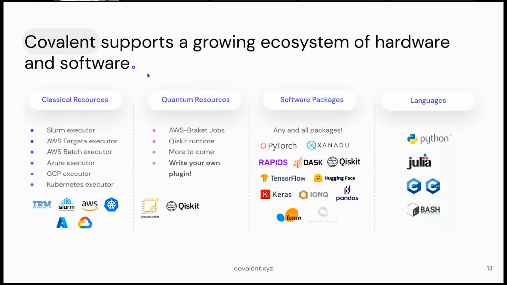I'll just briefly mention this because we'll go over it later in the code examples, but Covalent is supporting a growing ecosystem of hardware and software. So we interface with lots and lots of different hardware backends. Everything from HPC schedulers like Slurm or LSF, stuff on the cloud through AWS, Azure, and GCP, Kubernetes clusters, all sorts of different quantum resources. So we're beginning to see containerized solutions emerging in the quantum landscape, such as AWS hybrid jobs, Qiskit runtime.